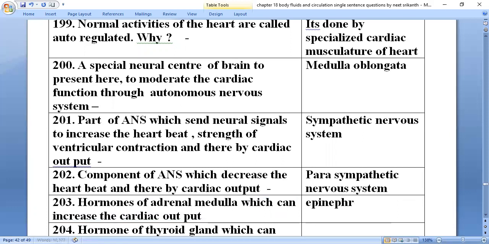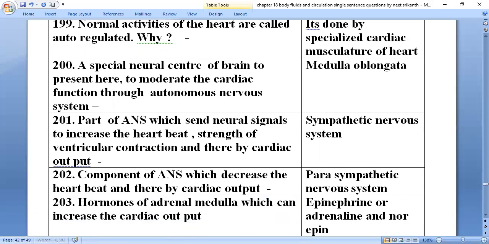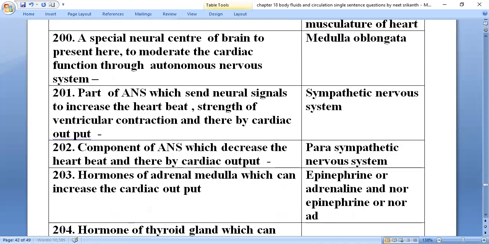Hormones of the adrenal medulla which can increase the cardiac output: epinephrine, we call it adrenaline also, epinephrine or adrenaline, and norepinephrine or noradrenaline.